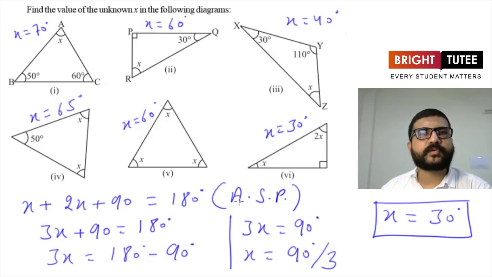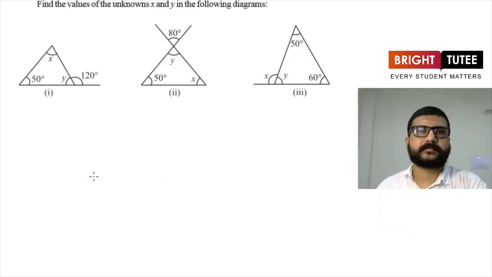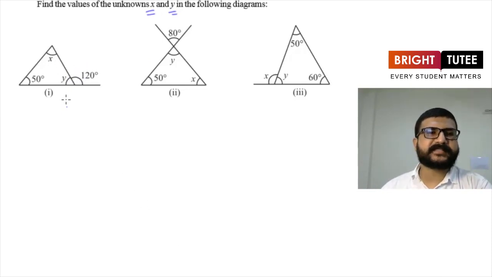Now let's see a few more questions based on this property. Now here is one more question. The question here is, find the values of the unknowns x and y in the following diagrams. So a few triangles are given to us and some of the angles are unknown here and they are marked as x and y. So what we have to do? We have to find the values of x and y. Let's start with the first part of the question. Here one triangle is given and the exterior angle is marked here. It is 120 degrees and one of the interior angles is given as 50 degrees. We have to find the value of x and y.